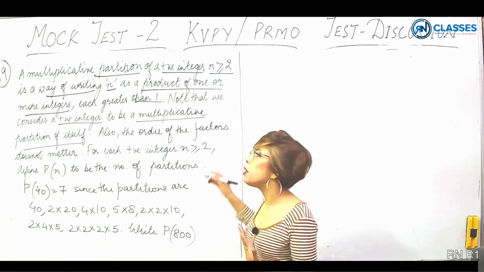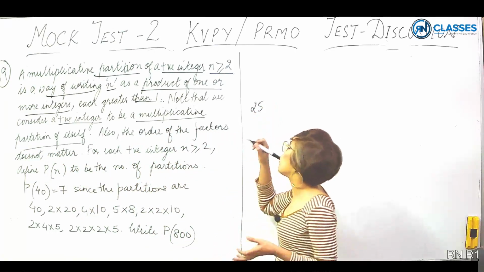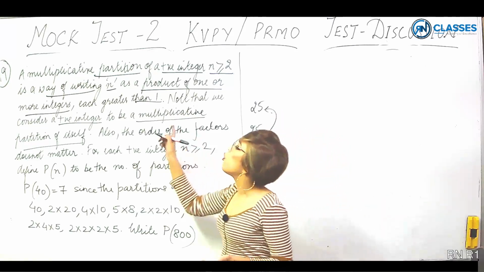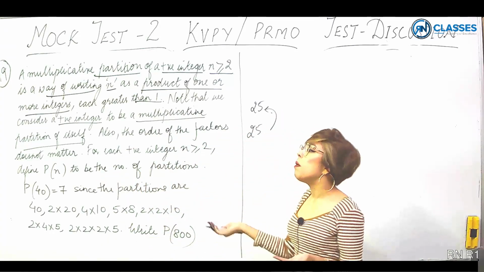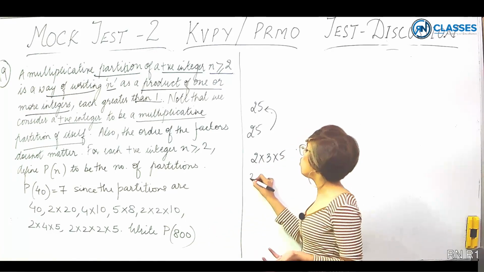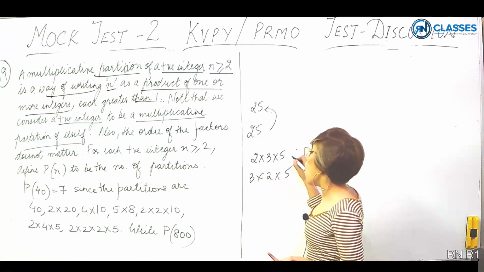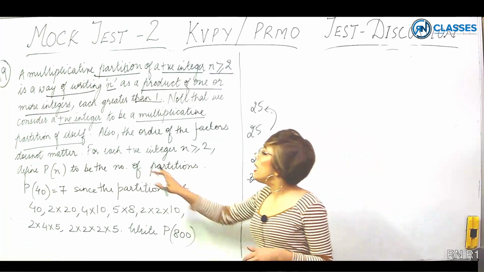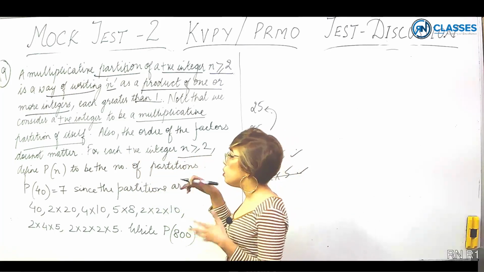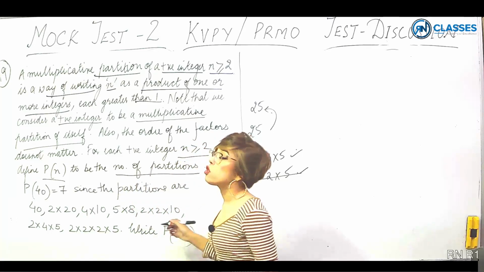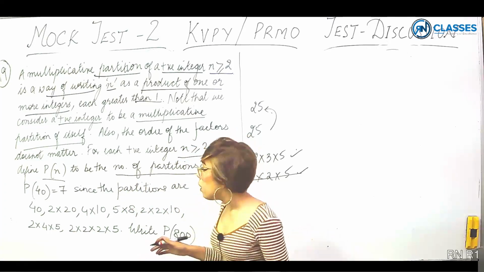Note that we consider the positive integer to be a multiplicative partition of itself. That means if I have the number 25, the multiplicative partition 25 would also be there. Right? Also, the order of the factors does not matter. Suppose in a multiplicative partition, 2 into 3 into 5 is there, and 3 into 2 into 5 is there. Now, order does not matter. These are considered to be the same. Right? For each positive integer n greater than or equal to 2, define P of n to be the number of partitions possible.